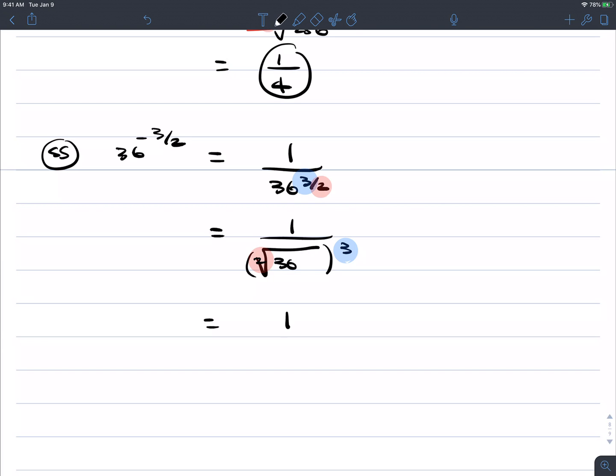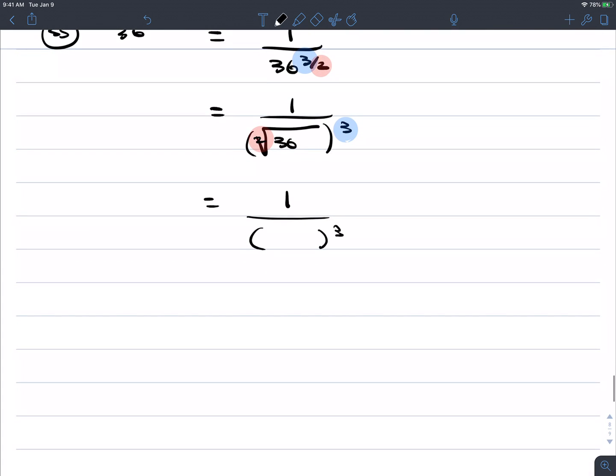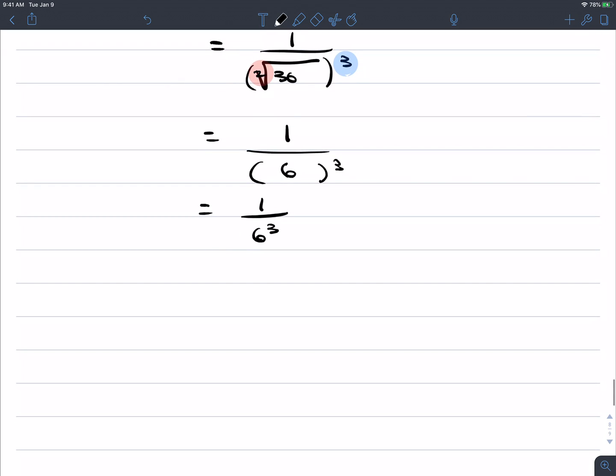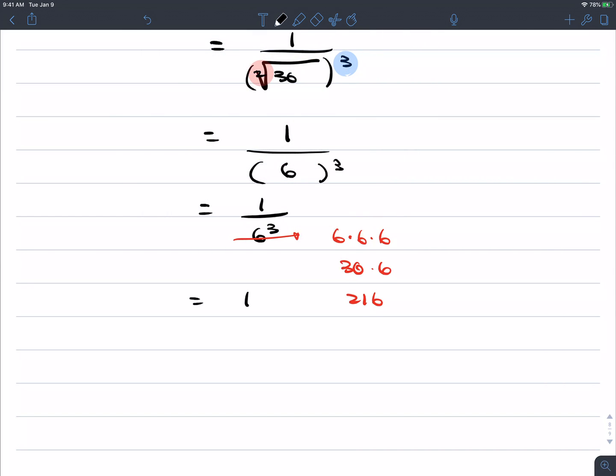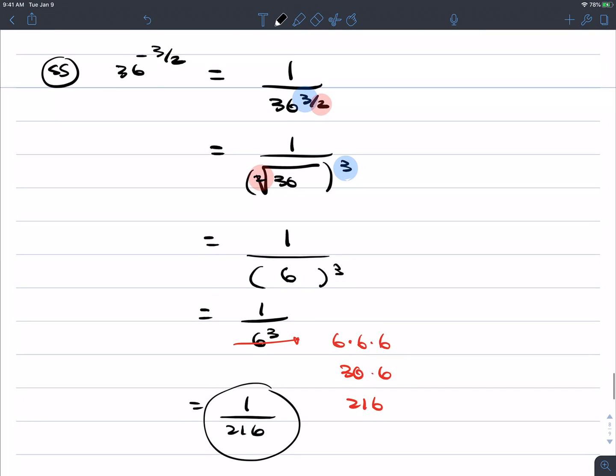So I have 1 over, I need to find out what the square root of 36 is. 6. So this becomes 1 over 6 to the 3rd power. And if you remember, 6 times 6 times 6, what is this? 36 times 6 is 216. So your final answer is going to be 1 over 216. Okay, you guys okay with number 55?